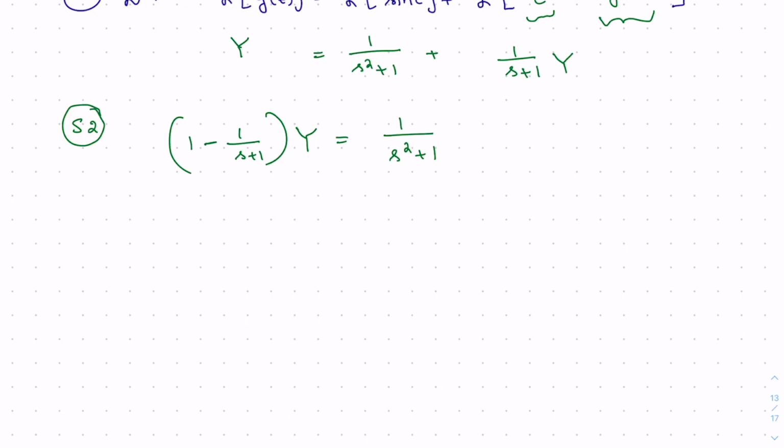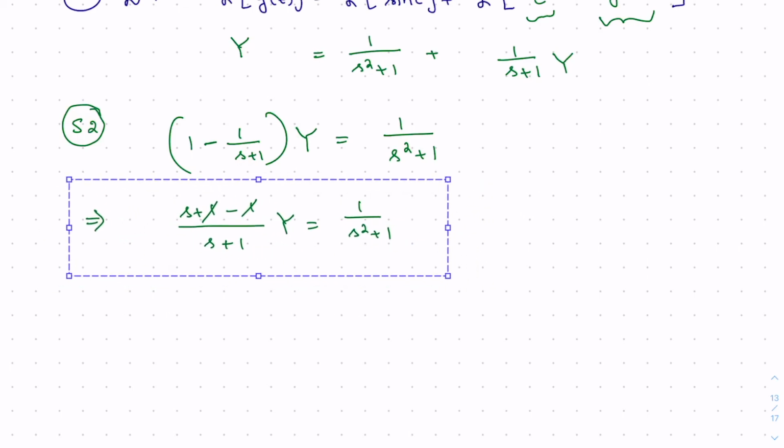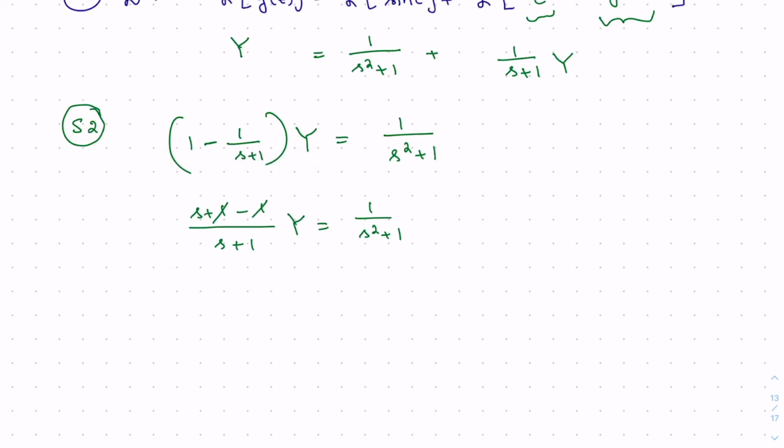And if I simplify this furthermore, I'm going to have s plus 1. I am now doing the common denominator of my left hand side, and this 1 and 1 get cancelled, so I have that times Y is equal to 1 over s squared plus 1, right? Let me simplify this furthermore. What I'm going to have is the following: s over s plus 1 times Y is equal to 1 over s squared plus 1.